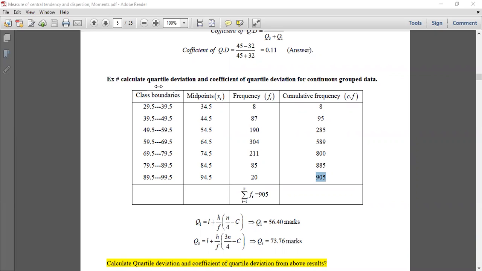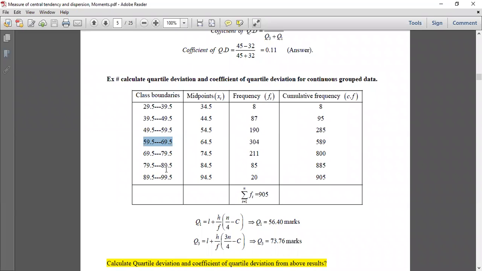Okay, fine, I am getting something. Just let me do it. Can you tell me the value of the first one? 226. Okay, so just check the frequency column. 226 we are maybe getting between 190 and 304. So it is greater than 190, near about 304. So the range is 59.5 to 69.5. The first quartile value lies between 59.5 to 69.5.